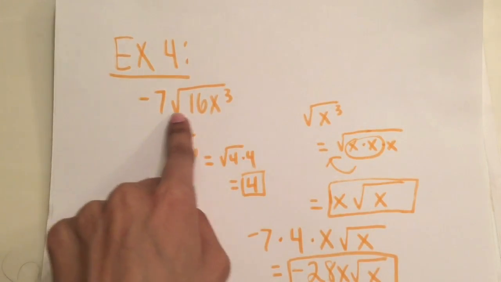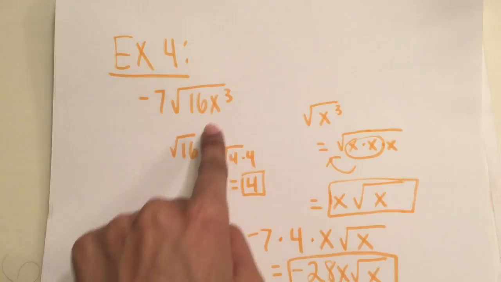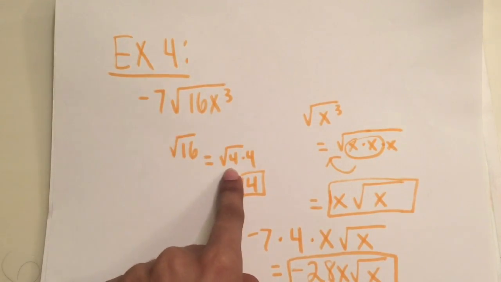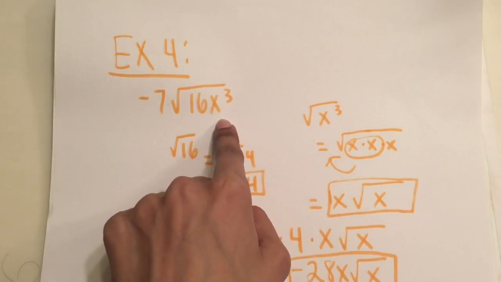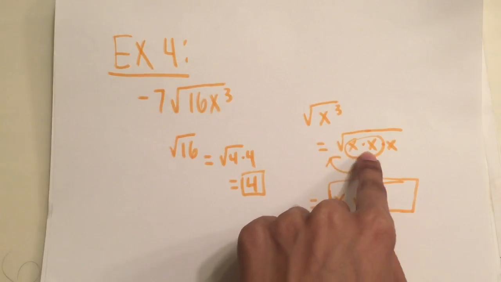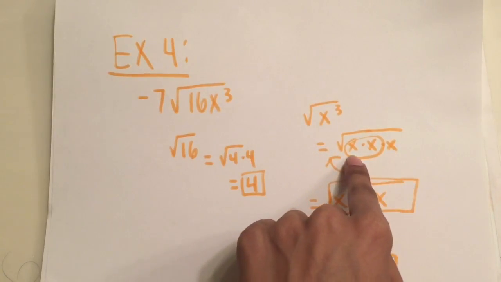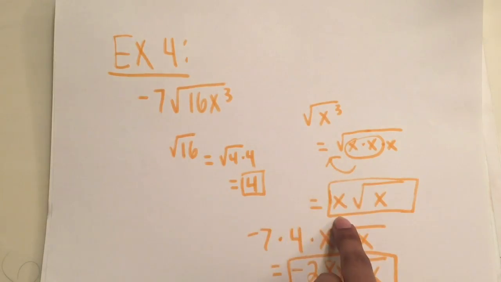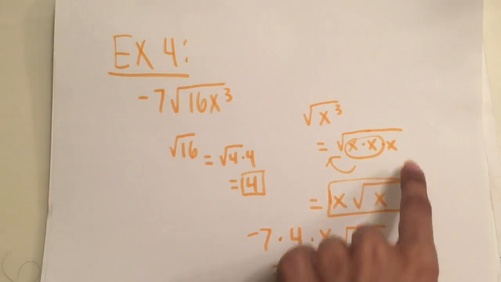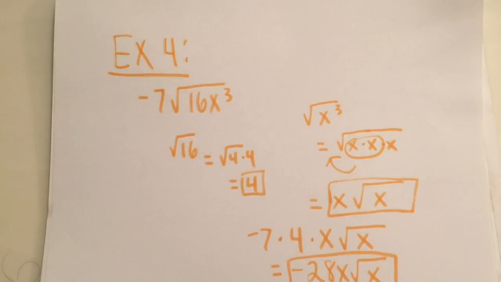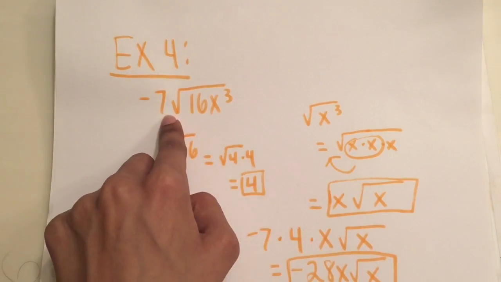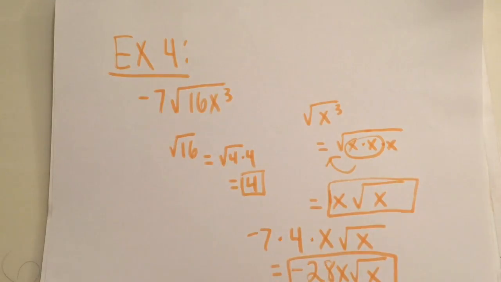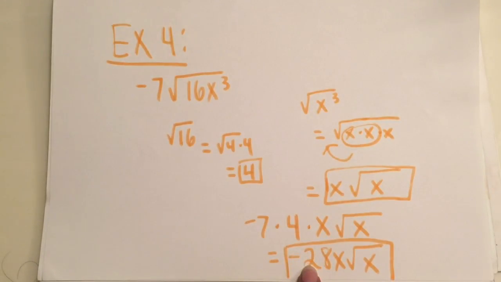Here we have negative 7 root 16x cubed. To simplify, we get the square root of 16, which equals the square root of 4 times 4, which equals 4. Then we get the square root of x cubed, which equals the square root of x times x times x. We have a pair of x's which goes outside the radical, and the x goes inside the radical. We then multiply all these products together, which leads us to an answer of negative 7 times 4 times x root x, which gives us an answer of negative 28x root x.